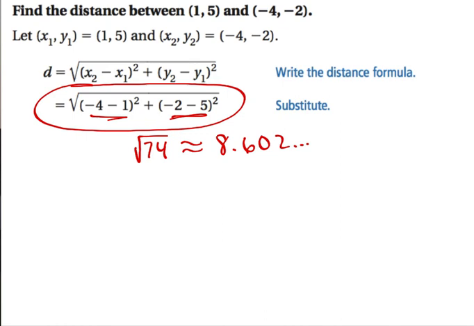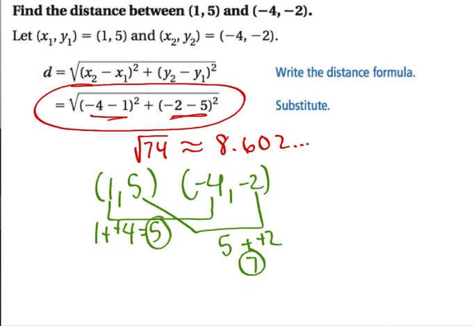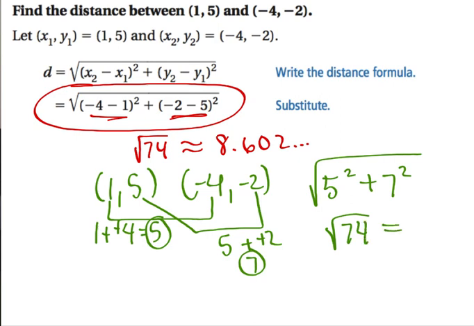The alternative method here, if I take the points (1, 5) and (-4, -2), and think about the distances between the x's, the distance between 1 and -4 is 5. The distance between 5 and -2 is 7. We can take 5 and 7 and plug them in to the simplified distance formula, and we get the same answer here. This ends up being the square root of 74, which is approximately 8.6. So we get the same answer there.